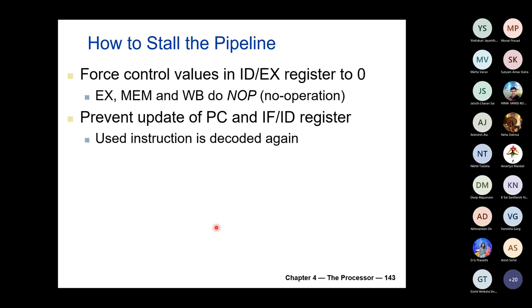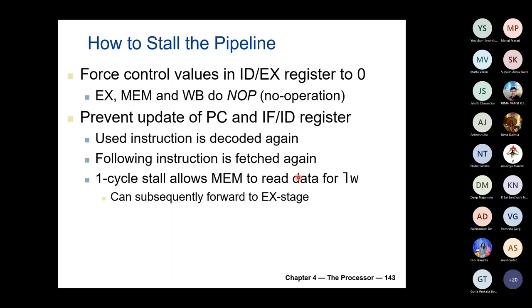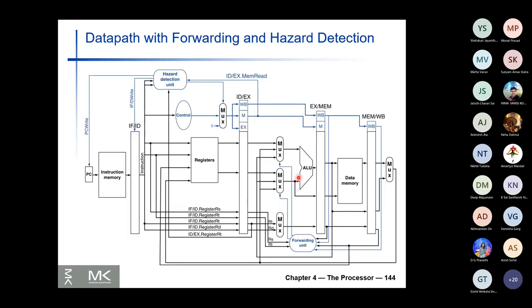So let me show the diagram, you'll see what is happening. The used instruction is decoded again, and the following instruction would be fetched again. Stall means whatever has entered into the pipeline is flushed, and after one clock cycle, it is refetched and re-executed. And a one cycle stall is needed anyway when a load is followed by an R-type instruction. Okay, let us look at the diagram. You'll see how it is happening.